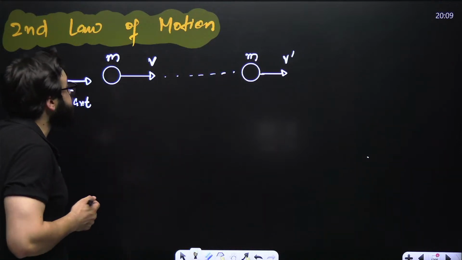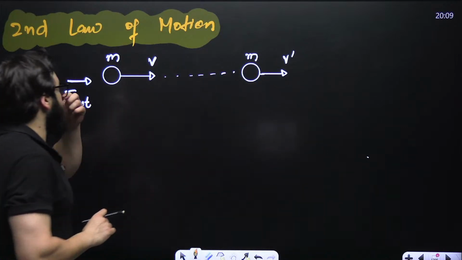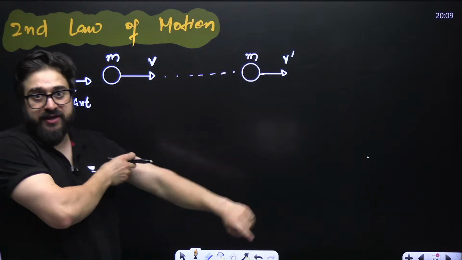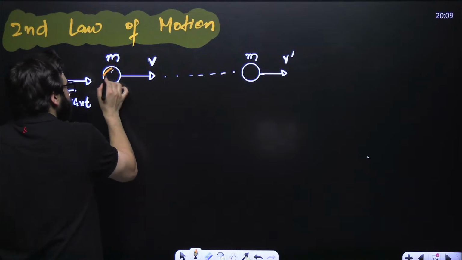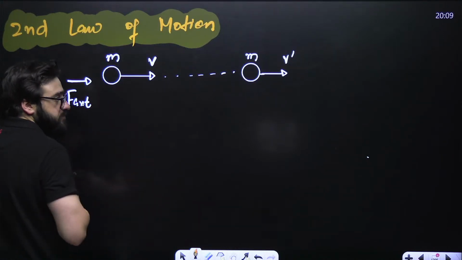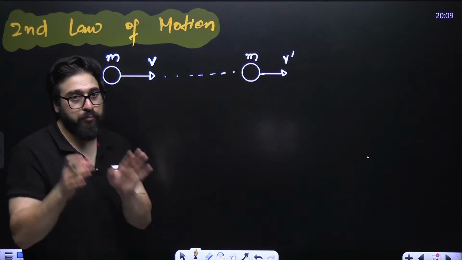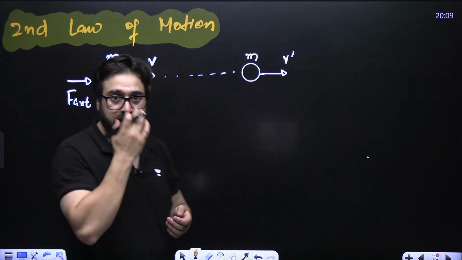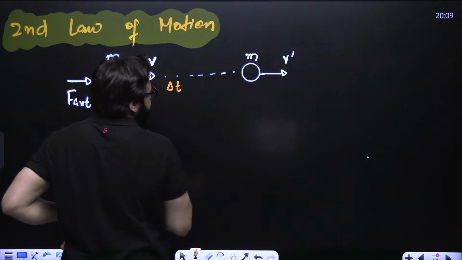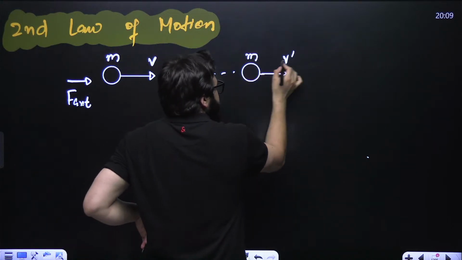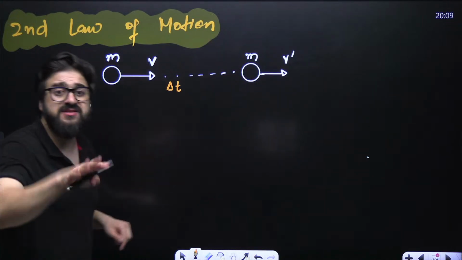Guys, see. When it comes to the second law of motion, everybody over here, what does it say? Newton's second law of motion. Let's suppose we have got a mass over here, and this mass is moving with a velocity v. Like a body is moving with a velocity v, and after some time, let's suppose delta t, its velocity became v dash. Its velocity changed. Okay, sir, how?